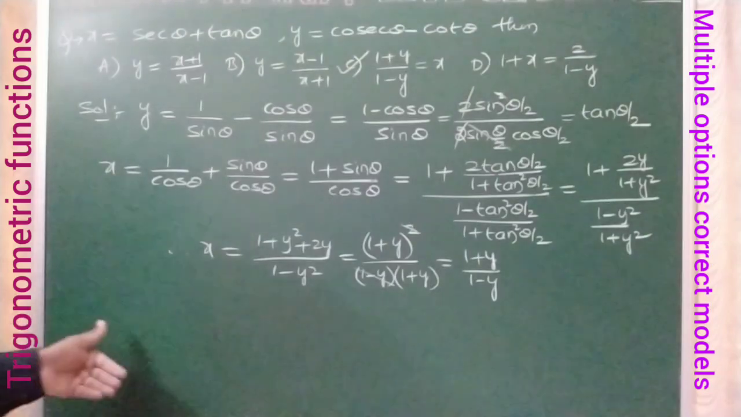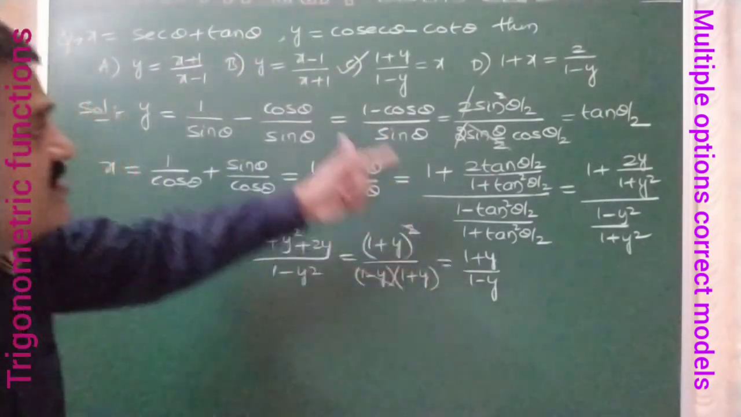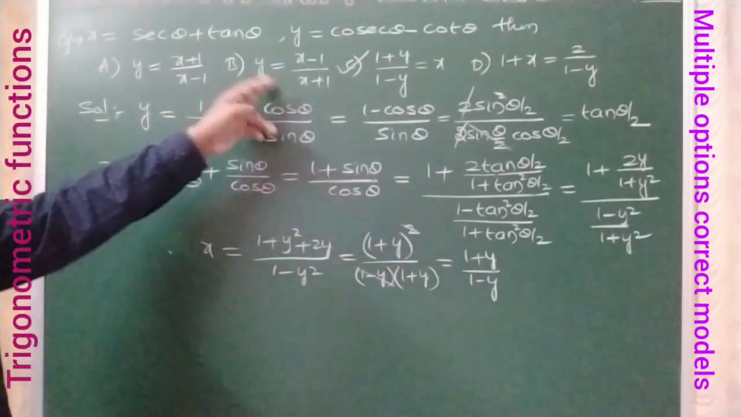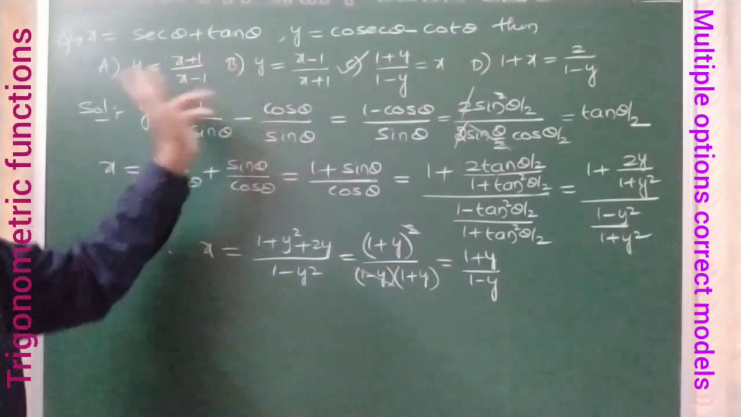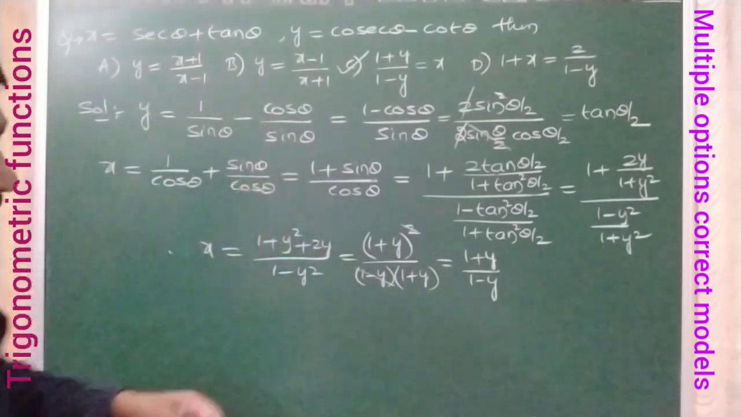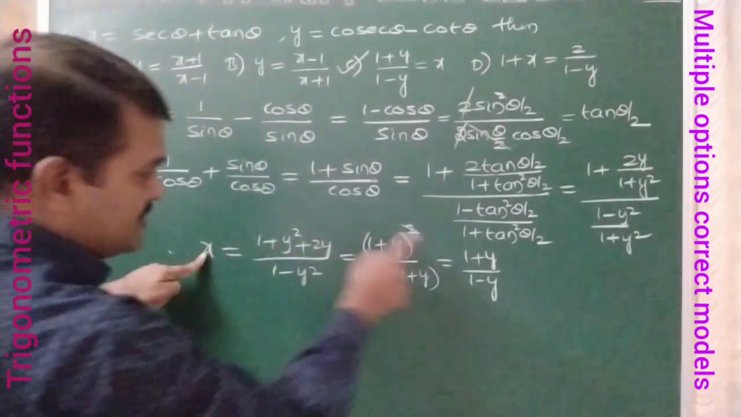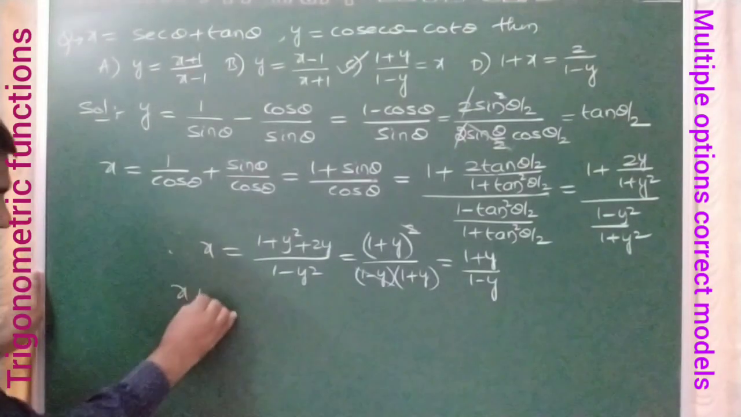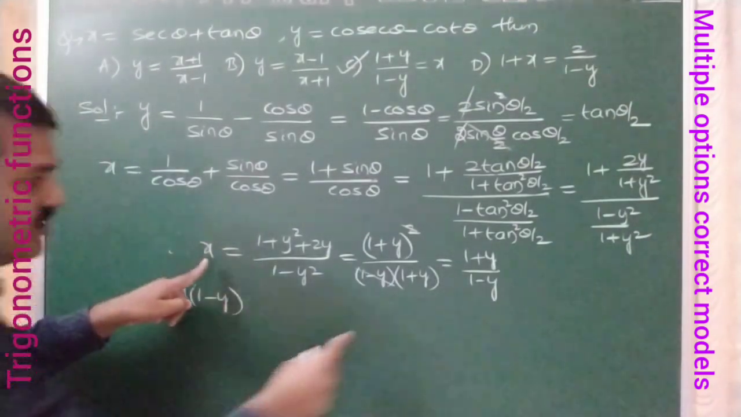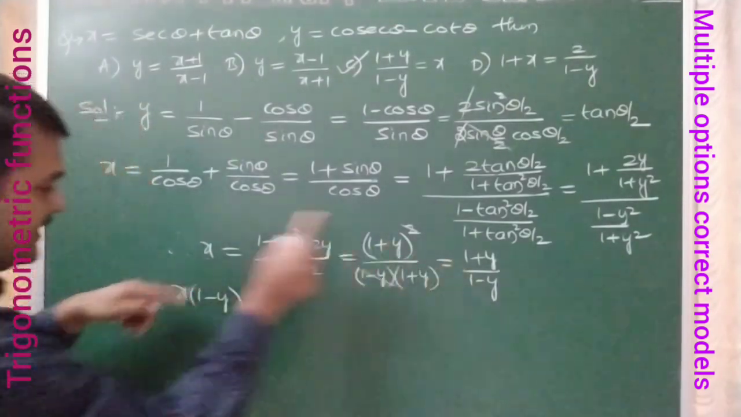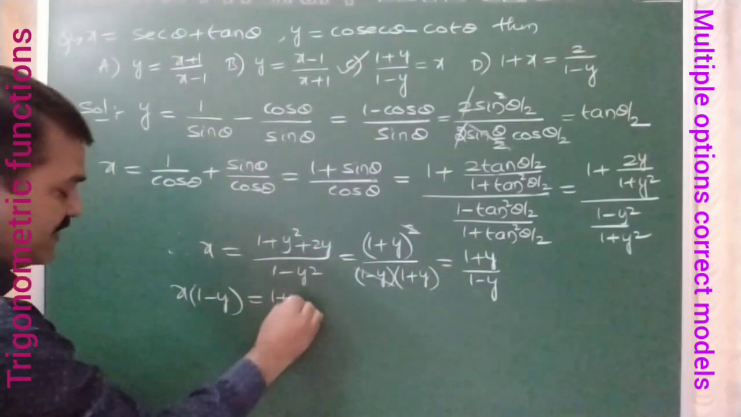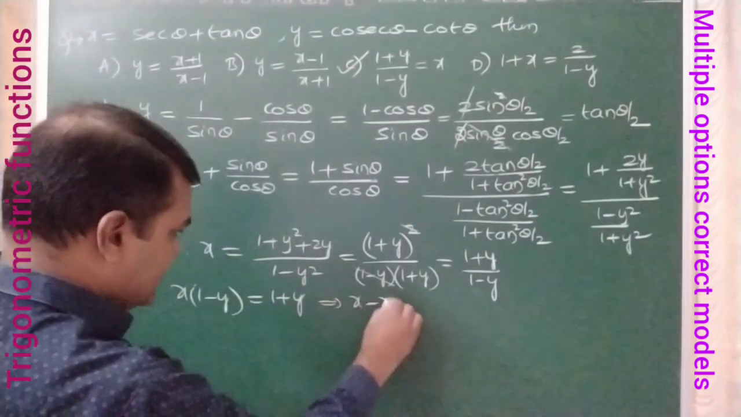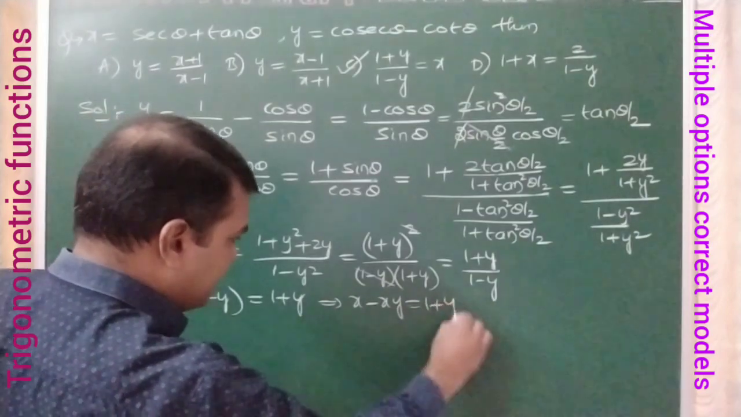Now let me write the y value from this so that we can verify this option. If you find the y value from this, automatically we can decide which of these is correct or which of them are wrong. So x is equal to 1 plus y by 1 minus y. Cross multiply: x into 1 minus y is equal to 1 plus y.